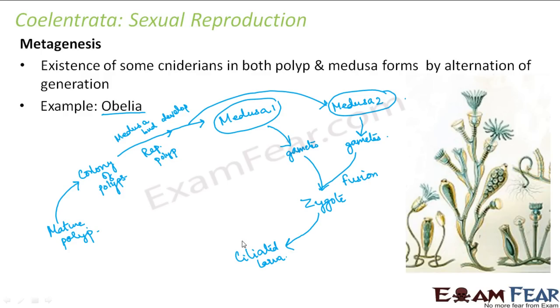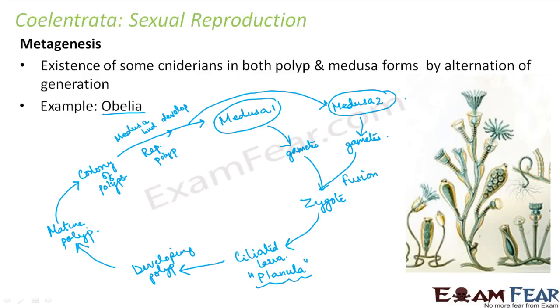So in this case, that intermediate form is a ciliated larva. So this is an example of indirect development. Now this ciliated larva is given a name known as planula. So this planula will grow and it will form a developing polyp. And this developing polyp will further grow to form a mature polyp, and this cycle will continue.